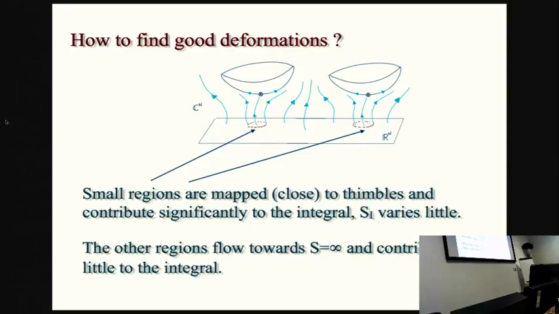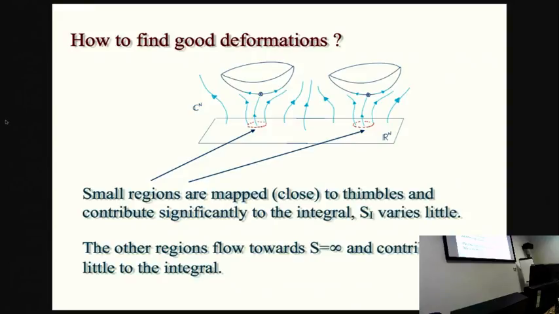The action over there is going to be huge. The only regions in the real plane that get mapped to points where the action is going to be small are the ones that correspond to points that get close to the thimble. So those are the only ones that need to be sampled.